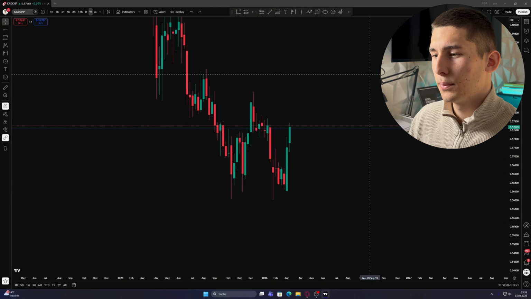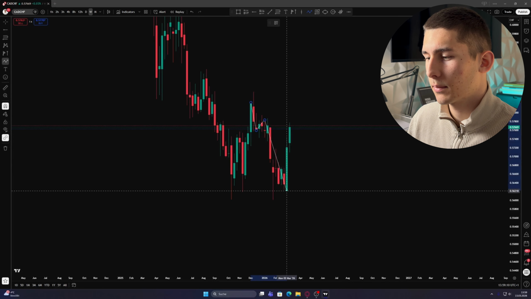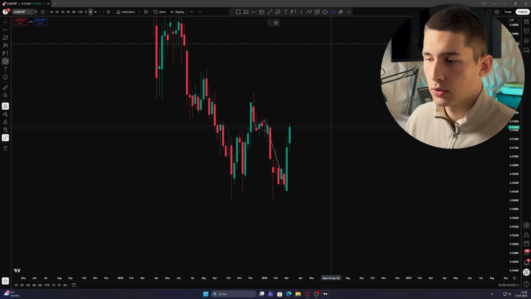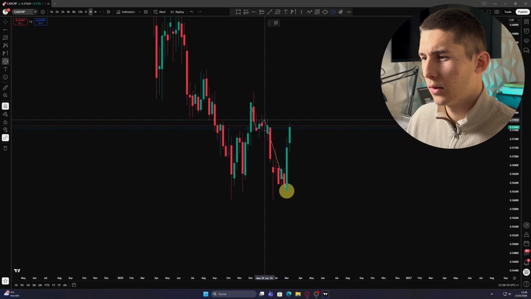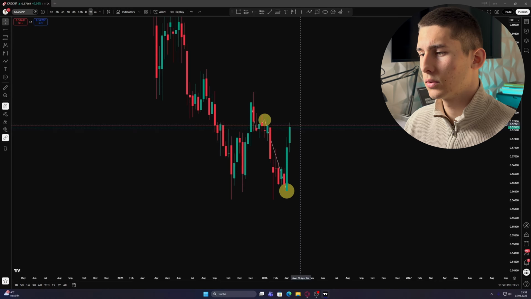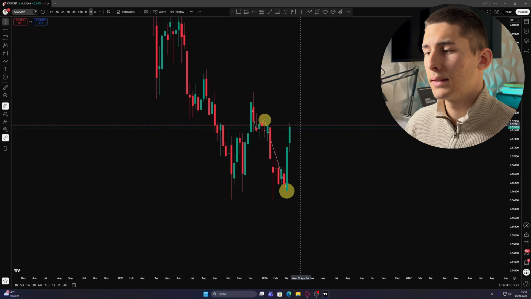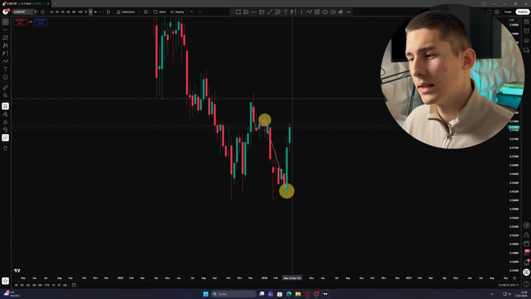So on CAD Swiss, we have established three directional segments to the downside. Our controlling lower low would be right here, and our controlling higher low would be right there. Price did come pretty close to our controlling higher low, but it didn't break past it. So we would still be in a downtrend.